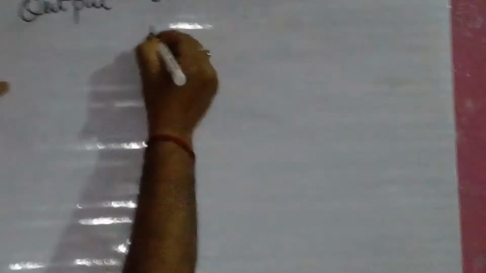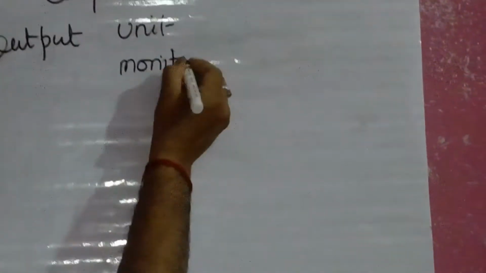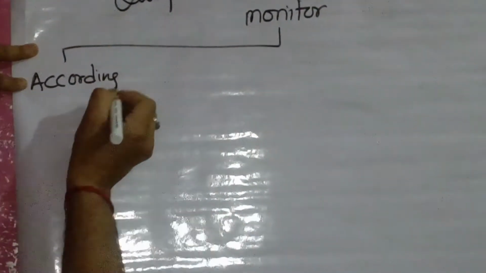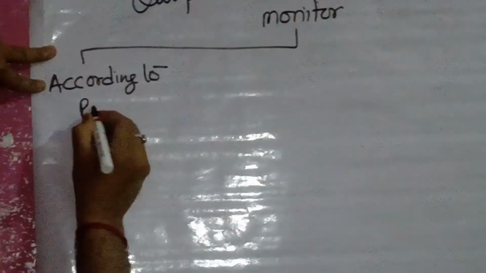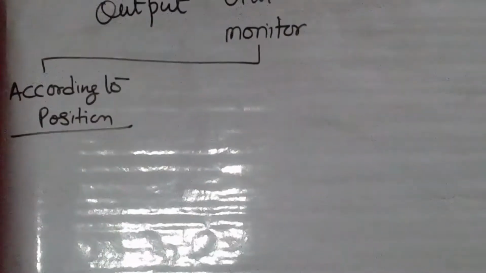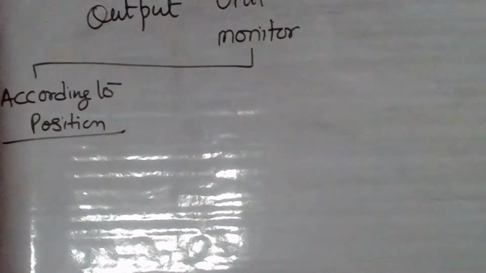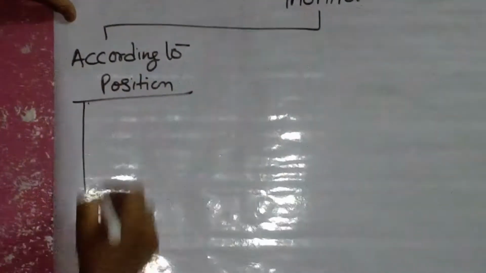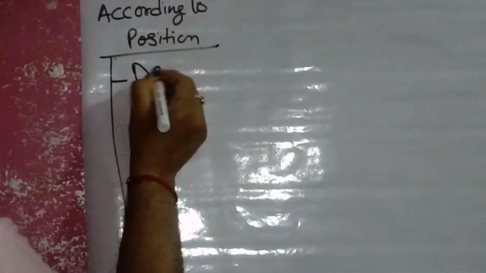Now we can divide the monitor, the output unit, into different categories. First category we can divide according to position. What is the meaning of according to position? It is the position from where the monitor is placed. There are different types of monitor according to position.